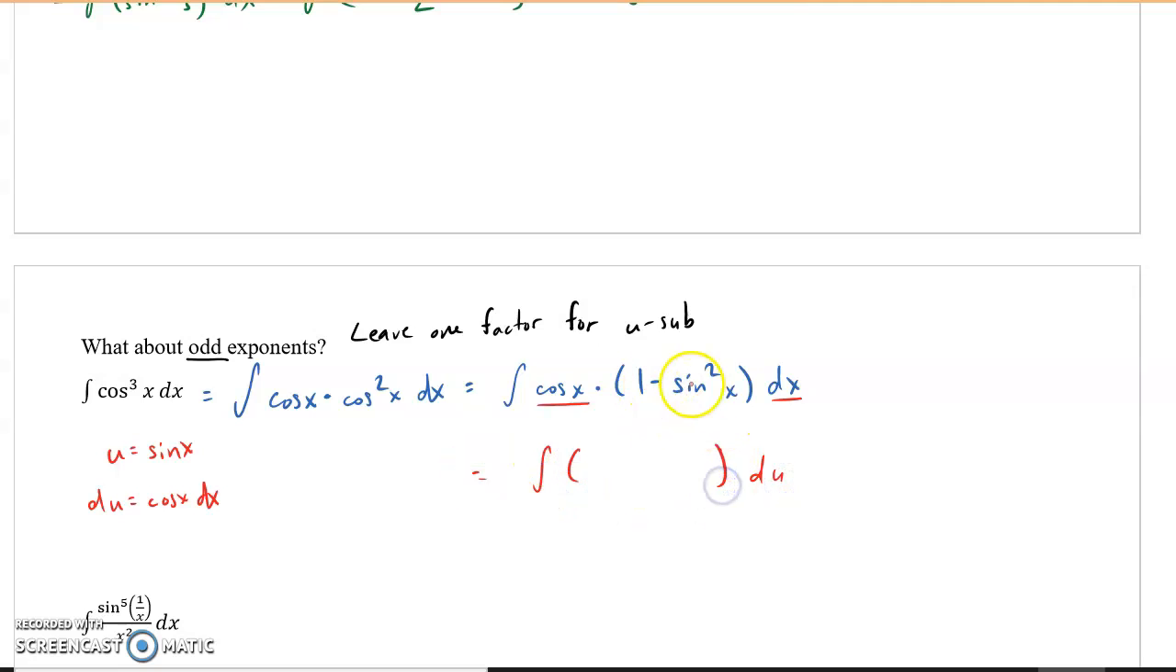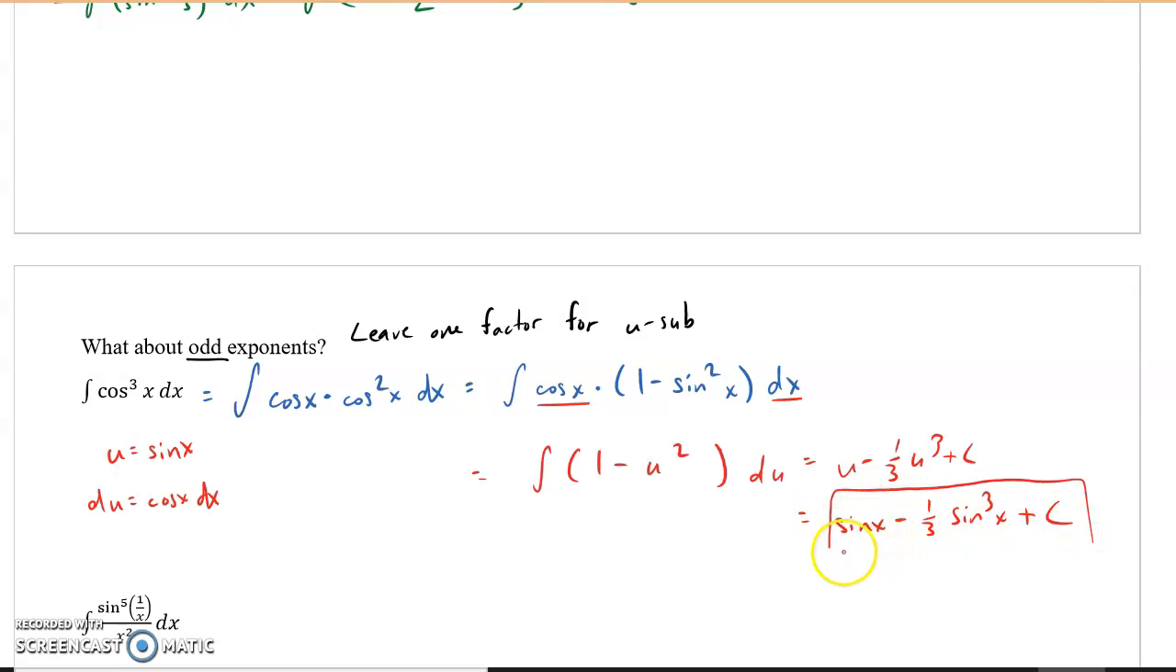And the only thing that's left is 1 minus sine squared of x, but that's 1 minus u squared. And that's a very easy integral, right? We get u minus 1/3 u cubed, or sine of x minus 1/3 sine cubed of x plus c. So that's a pretty nice problem, not so nasty. And then what's going on here? All this fraction business. This is terrible.